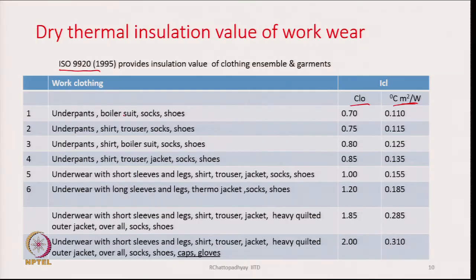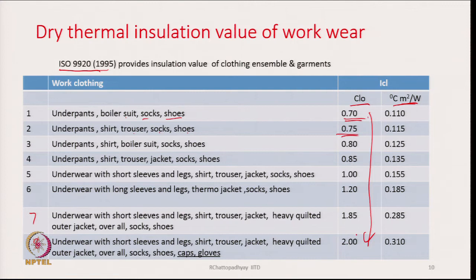Let us say underpants, boiler suit, socks, shoes, all put together somebody is wearing, the CLO value will be close to 0.70. Then if it is underpants, shorts, trousers, socks, shoes, then the value is going to be 0.75. So, like that it is stated here as an example, one can get some detail, or many different combinations are there, and they are available in this ISO 9920. So, you see that for different combinations the CLO value keeps increasing.